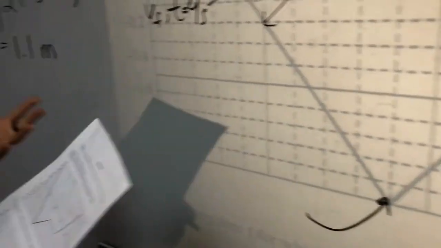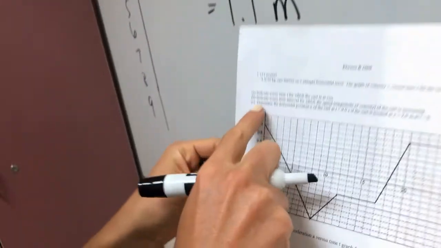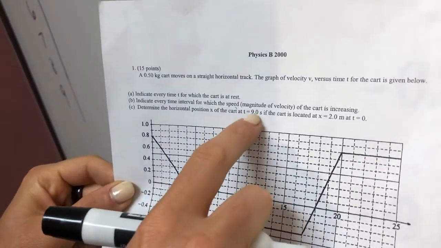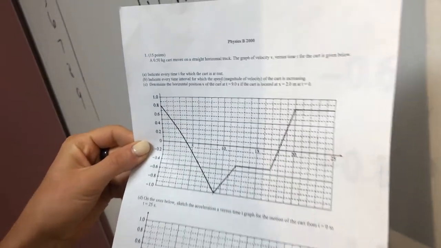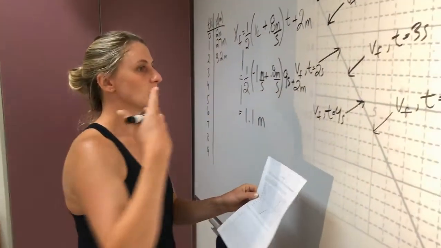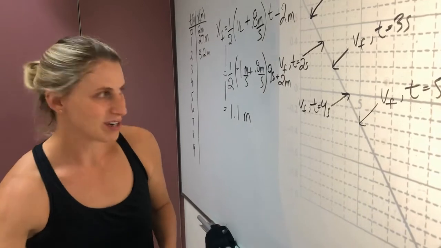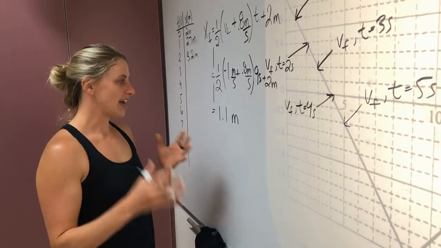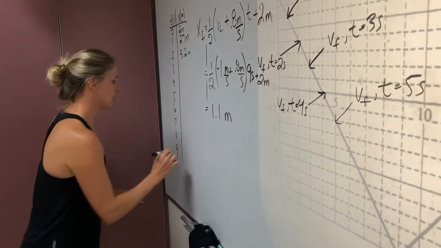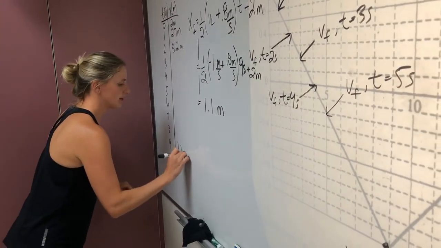And this should be familiar. When doing letter C, we were trying to figure out the position when t equals 9. And we got 1.1 meters, which is the same thing that we got doing this. So there's more than one way to answer these questions. There's more than one way to tackle a problem, and you can see that here. So I'm gonna go and take this number and I'm gonna put this right here.